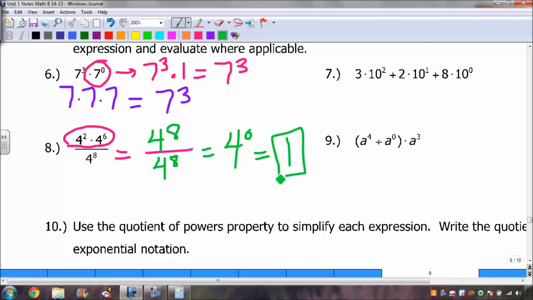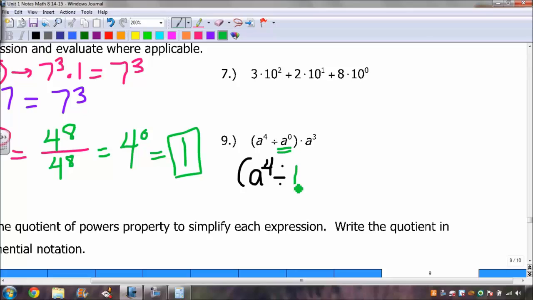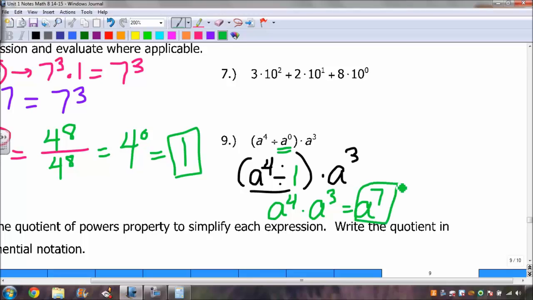All right, and then number 9 says a to the 4th power divided by a to the 0th power, multiplied by a to the 3rd power. Okay, so I'm going to rewrite this in a slightly different way. A to the 4th power divided by anything raised to the 0th power is always 1. And then I'm going to copy the rest of the problem down, times a to the 3rd. Now, anything divided by 1 is itself. So I end up getting a to the 4th power times a to the 3rd power, which is a to the 7th power. That's one way to think about it.